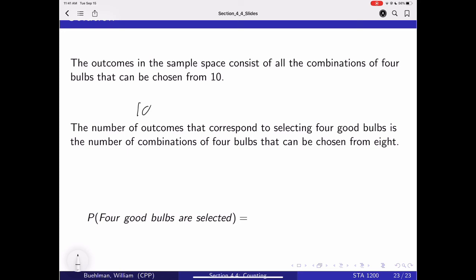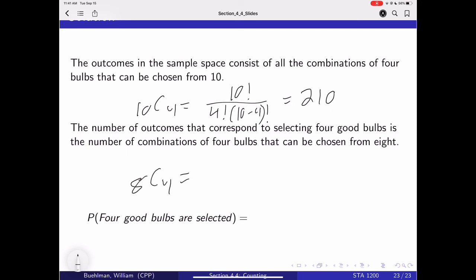So 10 choose 4 is equal to 10 factorial over 4 factorial times 10 minus 4 factorial, which is equal to 210. The number of outcomes that correspond to selecting 4 good bulbs is the number of combinations of 4 bulbs that can be chosen from 8. So we have 8 choose 4, which is equal to 8 factorial over 4 factorial times 8 minus 4 factorial, which is equal to 70.